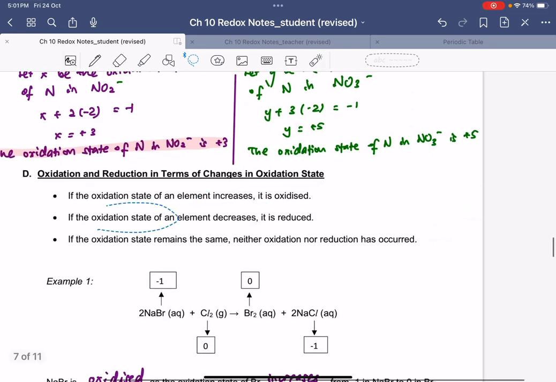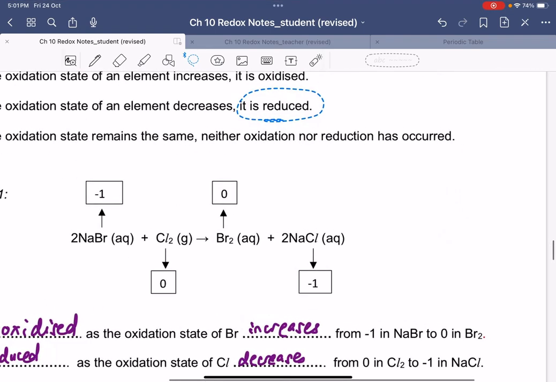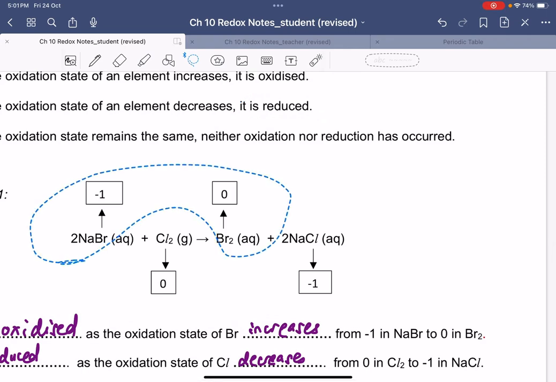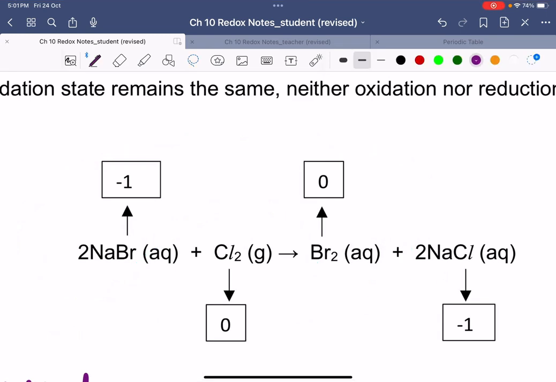If the oxidation state of an element decreases, it is called reduced. Let me give you one example. If I look at bromine, from nitrogen bromide to bromine, there is a decrease in oxidation state. When there is a decrease in oxidation state, I call it a reduction.